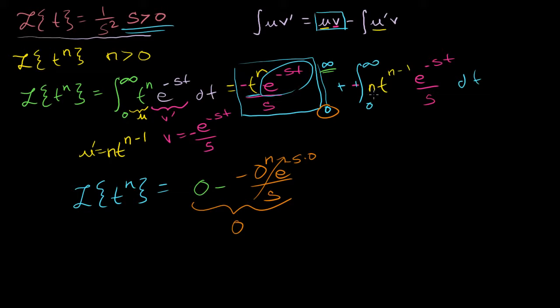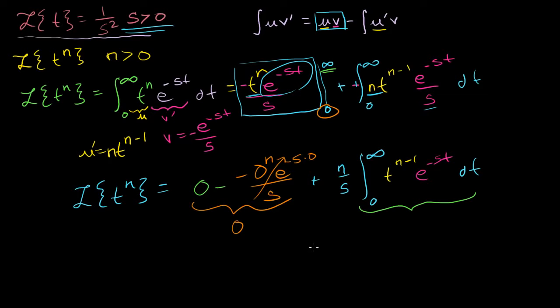So let's take out the constant terms. This n and this s are constant with respect to t. So you have plus n over s times the integral from 0 to infinity of t to the n minus 1 times e to the minus st dt. Now, this should look reasonably familiar to you.